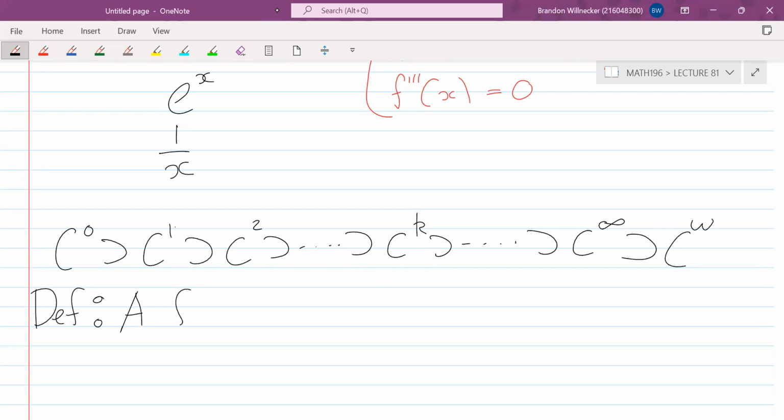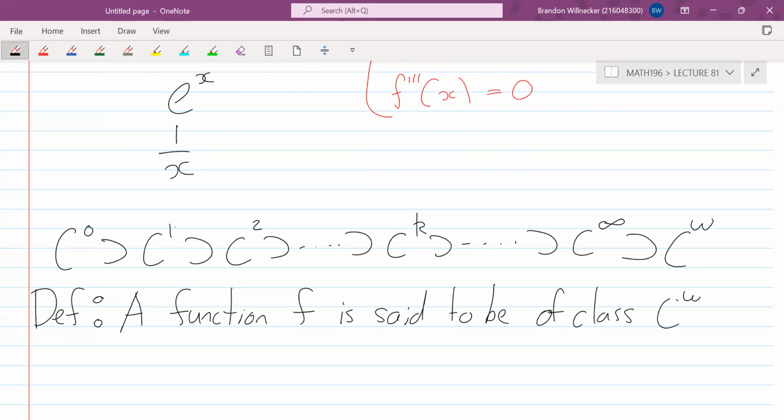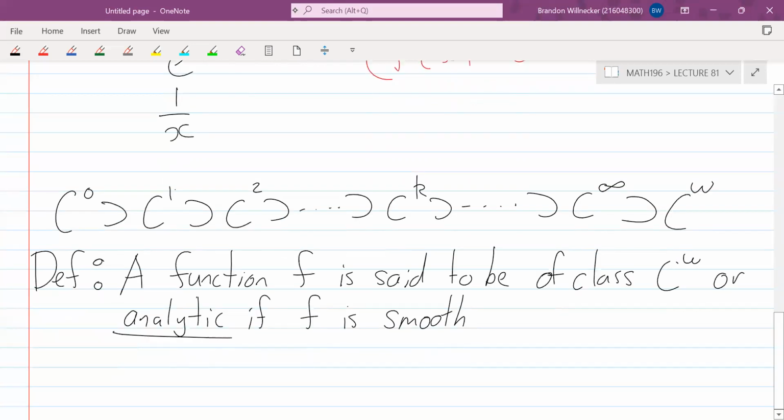A function f is said to be of class C omega, or analytic. That's just the name. If f is smooth, so it must belong to C infinity, but it's more than that. There's an extra restriction that makes it a part of C omega. So firstly, it must be smooth.